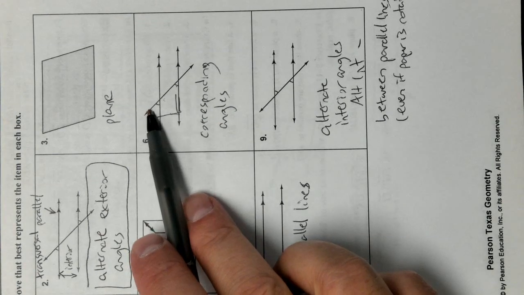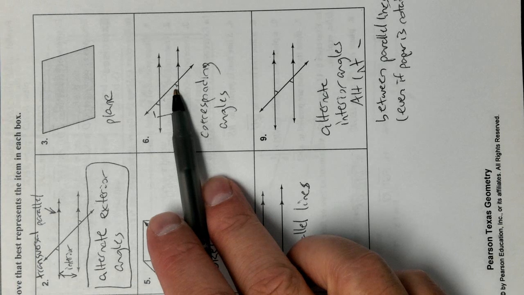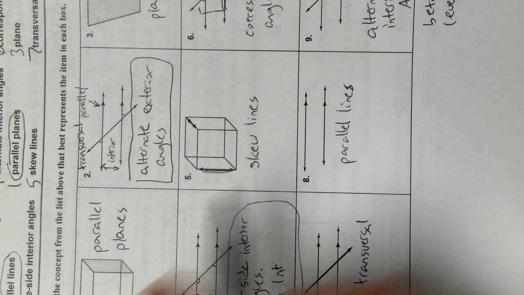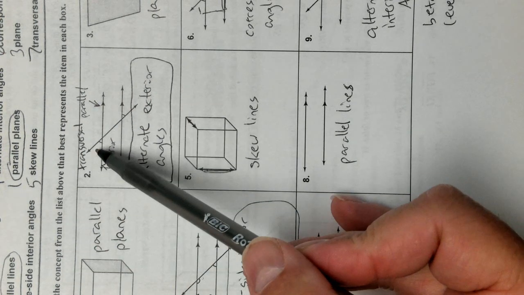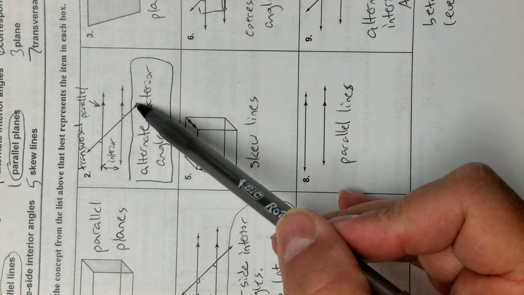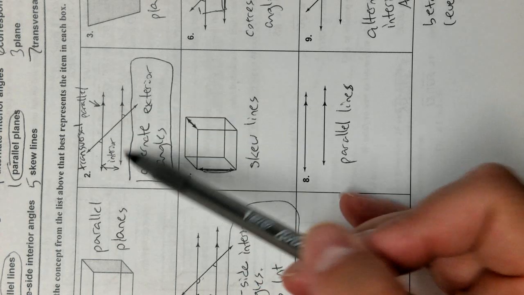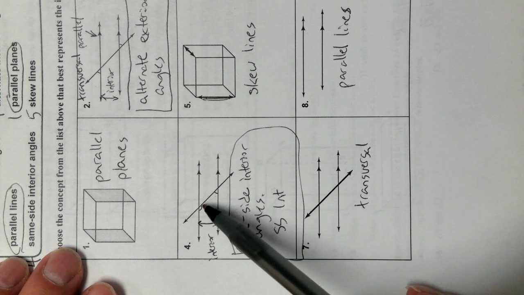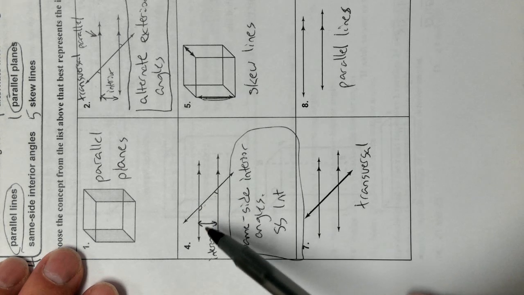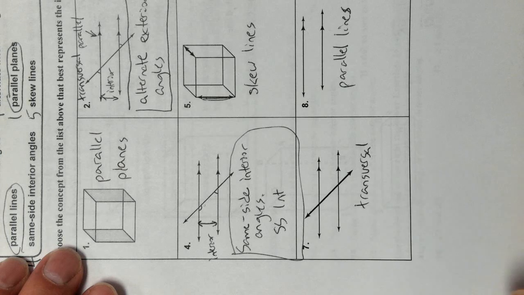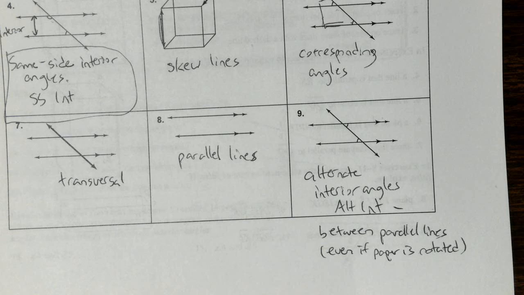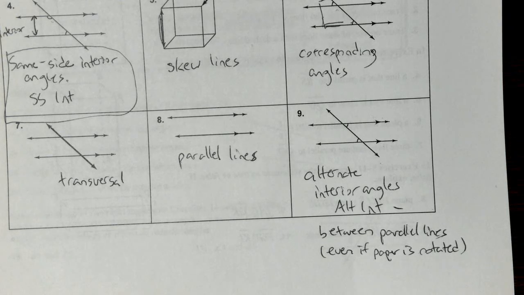Just like if we looked at 6, corresponding, that's still corresponding even if you have your parallel lines as vertical. And number 2, this is alternate exterior, even though you have your vertical lines. And these are same side interior because they're both between the vertical, and then that's the transversal. So you could rotate your paper different ways. Any questions?